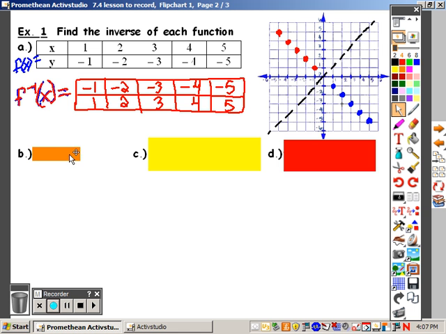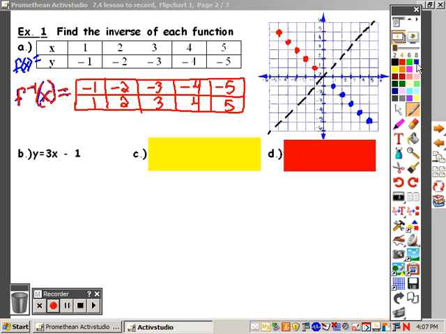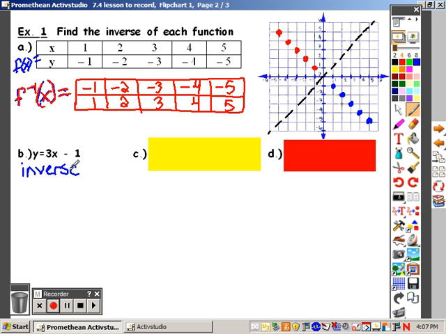Now, what if I give you an equation and tell you to find its inverse? So part B, the equation is y equals 3x minus 1. Y equals 3x minus 1. So when I do this, I like to write the word inverse right here because we're getting ready to write another equation, and I want you to be able to distinguish between the original equation and the inverse equation.